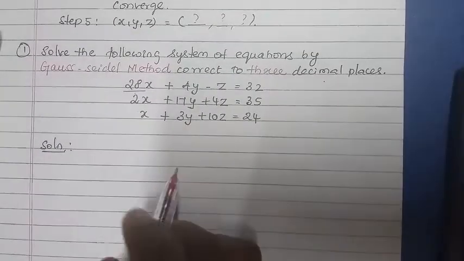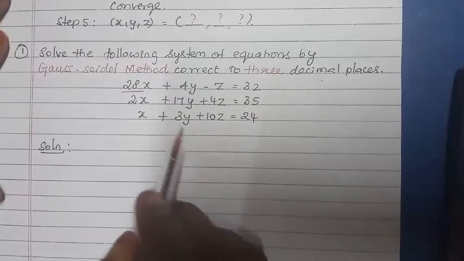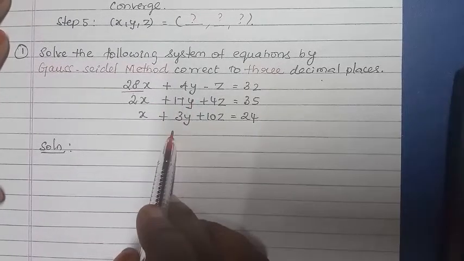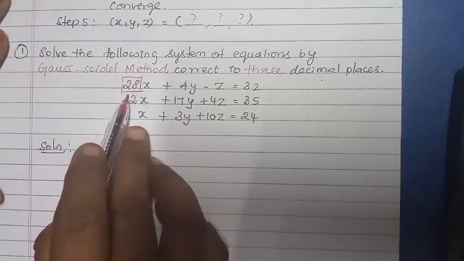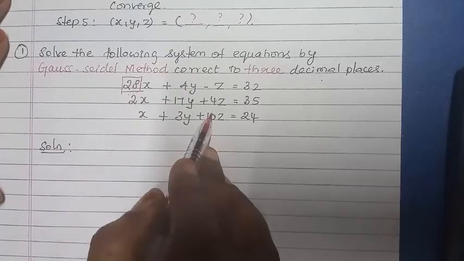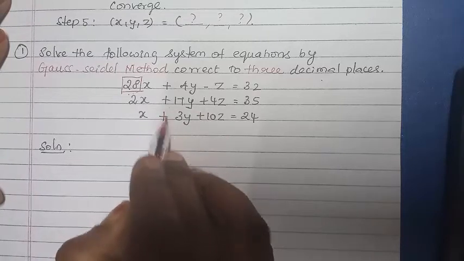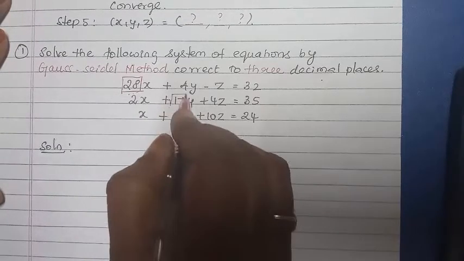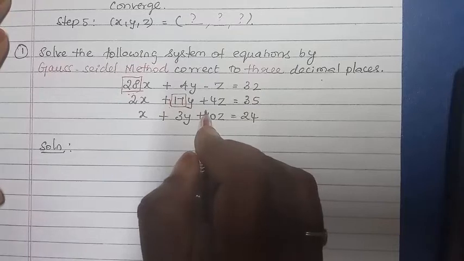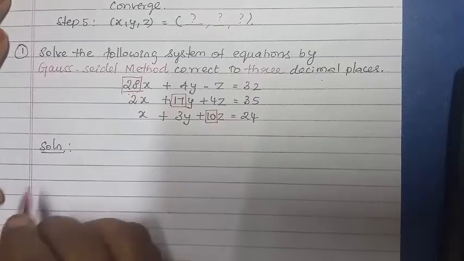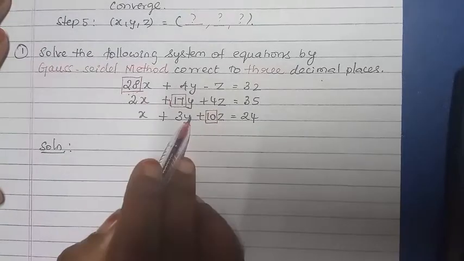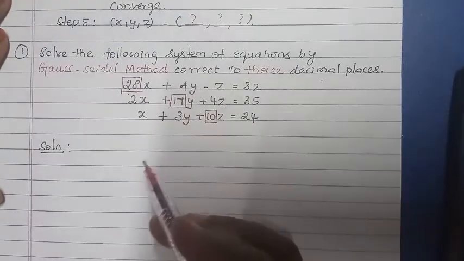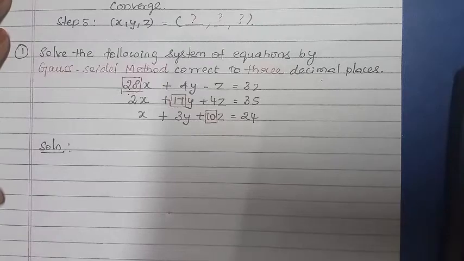The first step is to ensure that the given equation is diagonally dominant. The first diagonal element is 28. It is dominant. In the second equation, y is the diagonal element. It is also dominant. In the third equation, the z value is also dominant. Hence, the given equation is diagonally dominant. If it is not the case, we have to rearrange the equation to be diagonally dominant, as in the Gauss-Jacobi method.